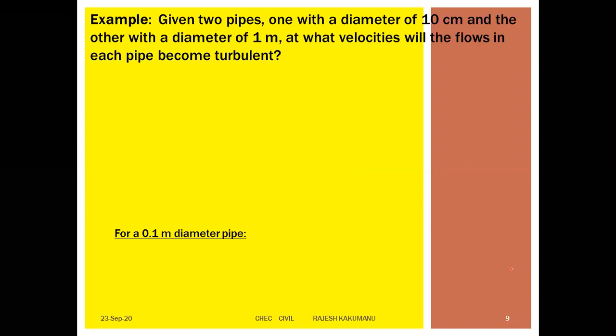Now, if you take a simple example of this transition of these types of flow, see the question. Given two pipes, one with a diameter of 10 centimeter, other with a diameter of 1 meter. So there are two pipes, one pipe diameter is 10 centimeter, other pipe diameter is 1 meter. And at what velocities will the flows in each pipe become turbulent?